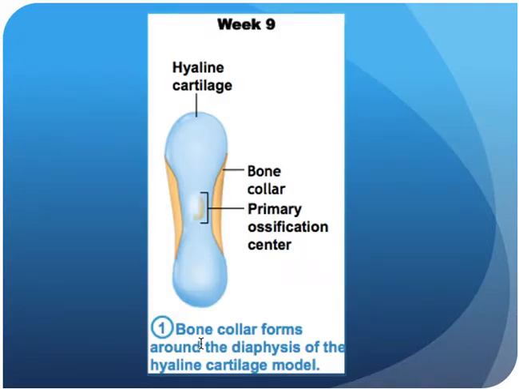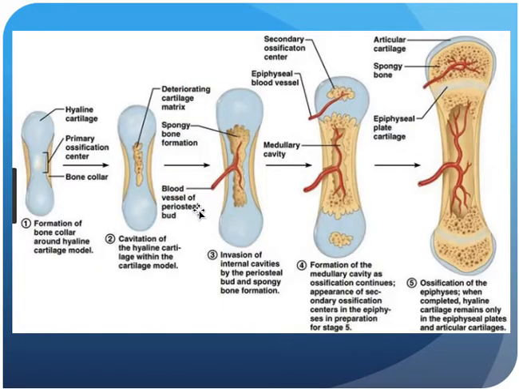Here is our picture of our model, and this little image shows where the primary ossification center is, in the center of that shaft. This is going to be step 1, but we'll look at all the steps in a second. Here is a summary of all the steps of creating these bones through endochondral ossification, and how each one leads to the next.